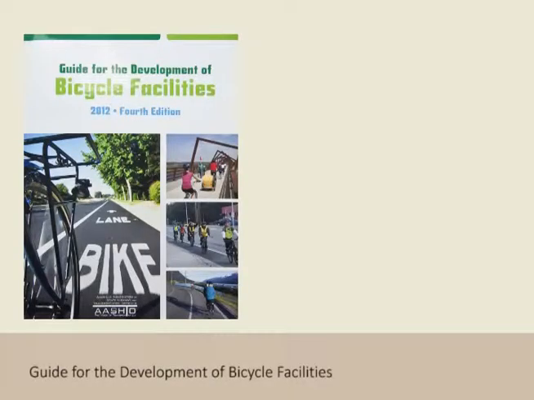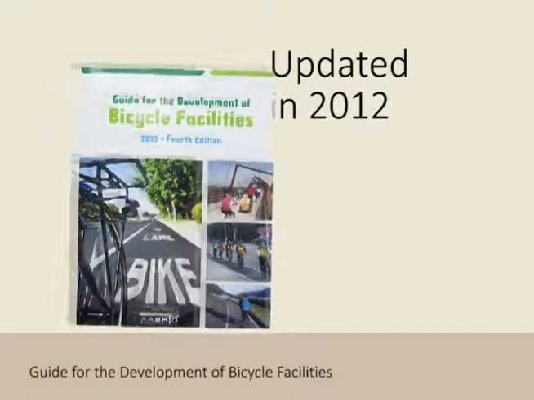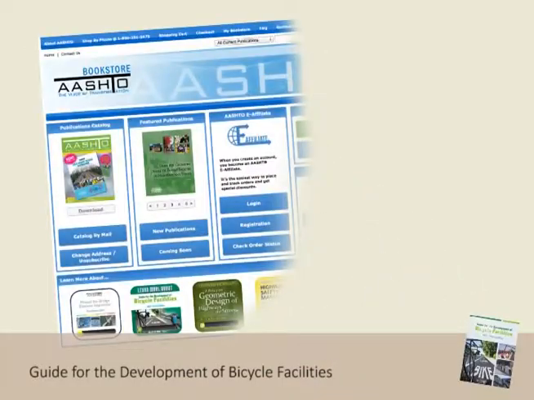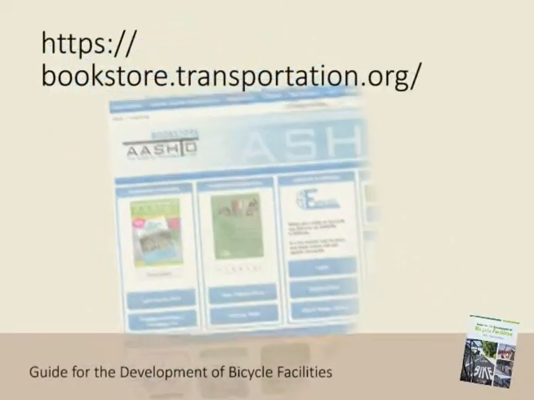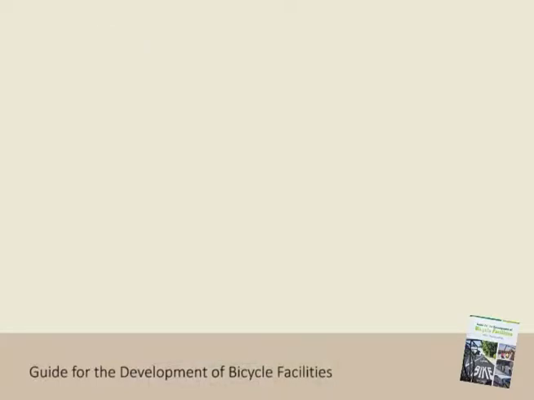AASHTO's Guide for the Development of Bicycle Facilities was updated in 2012 from the previous version, published in 1999. It is available for purchase from the AASHTO website. Again, you might want to consider checking with your local library to review the contents. If your library does not have a copy, you may still be able to obtain it through an interlibrary loan.